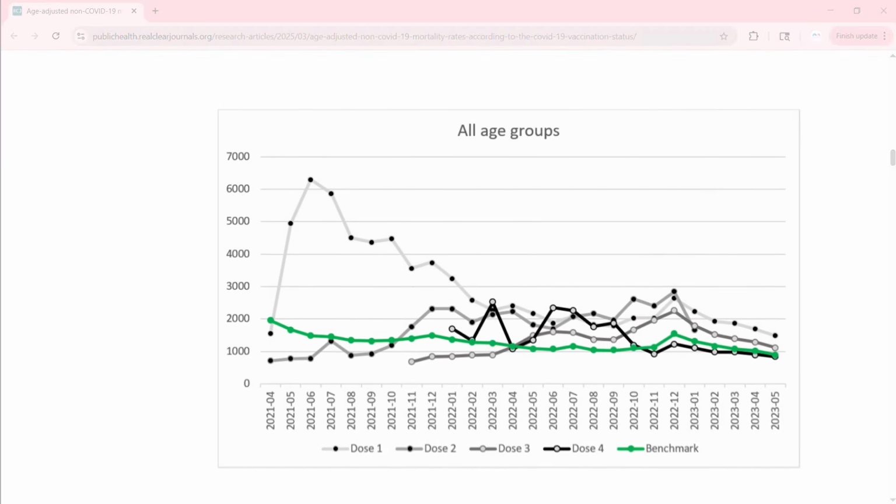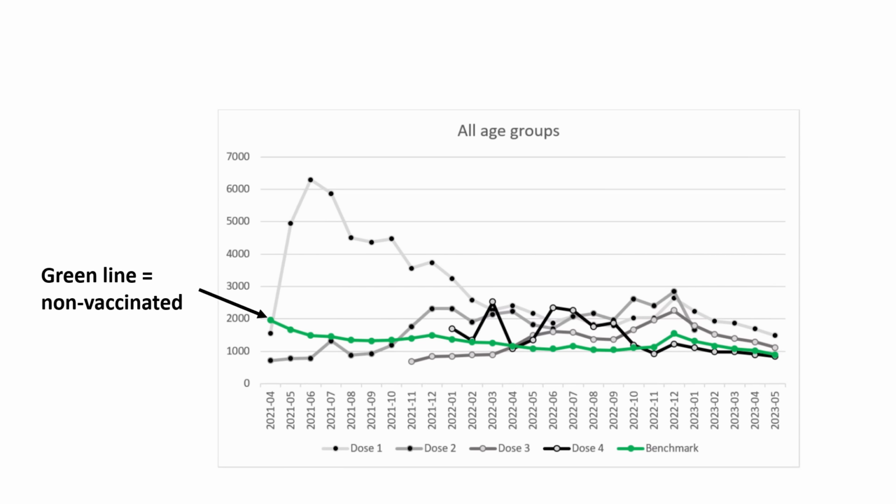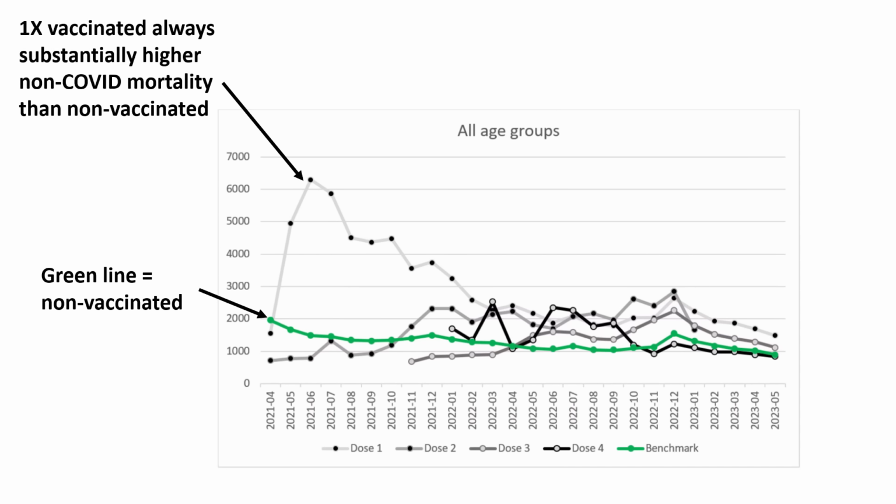And for whatever reason, 1 shot was very deadly. They show that throughout this time span, it ranged between approximately, I think, maybe 600 additional deaths all the way to 4,800 extra deaths for those who had 1 shot of any COVID-19 vaccine in comparison to those who were not vaccinated at all. All right, so 1 shot was the worst. And we discussed that in a previous video. It was the same concept.